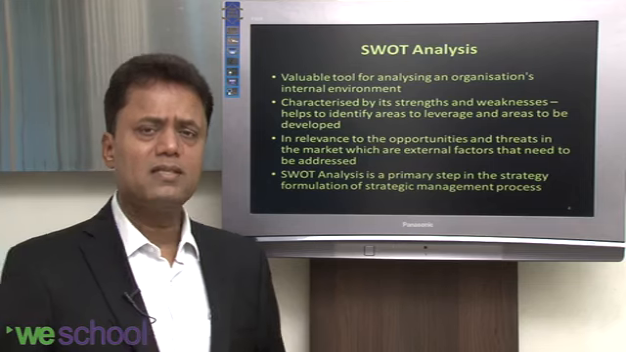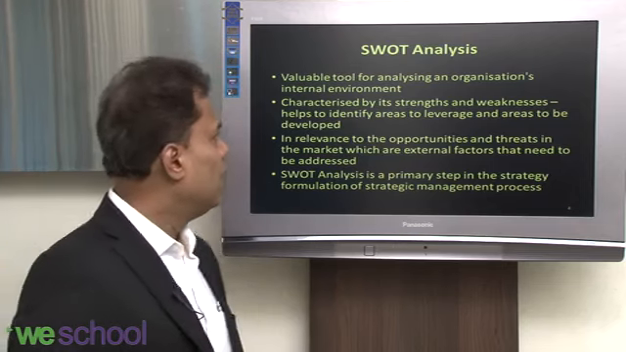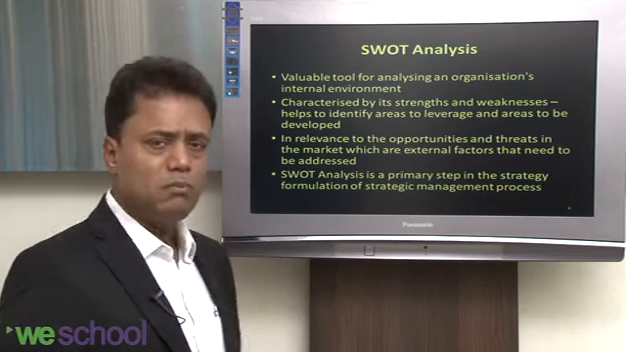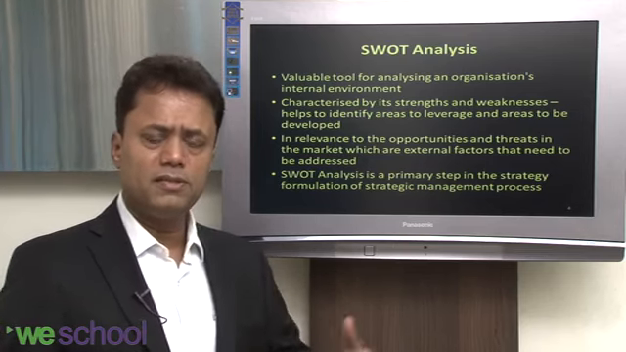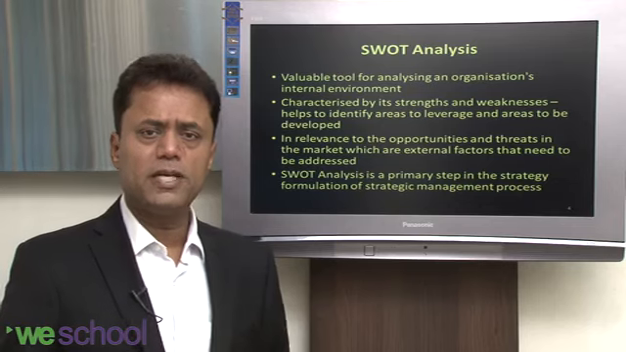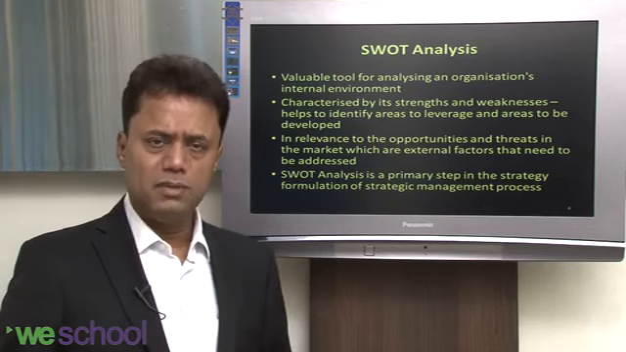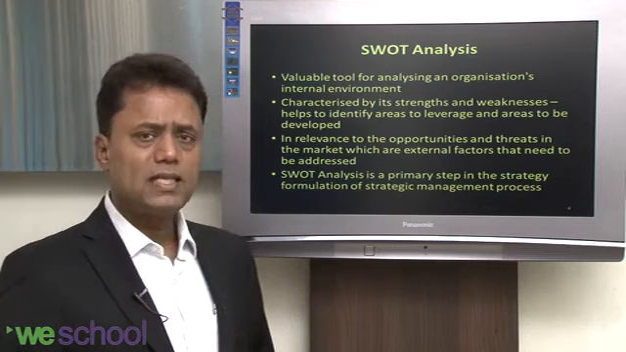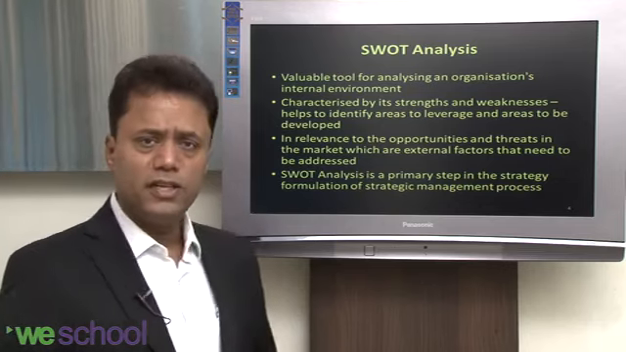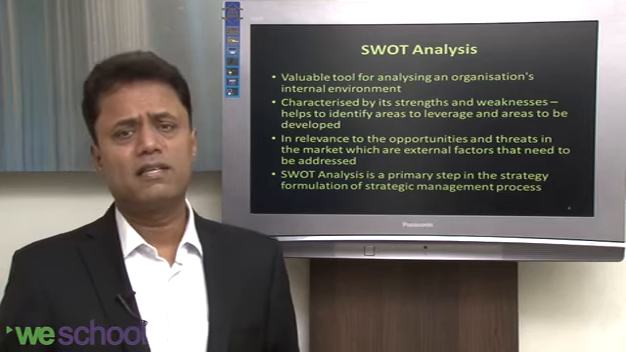The SWOT analysis is a very important tool. It's used in most organizations, whether it is a large enterprise, a medium-sized enterprise or an SMB kind of business. It's a very valuable tool for analyzing the organization's capabilities and the internal environment, and also the external environment.